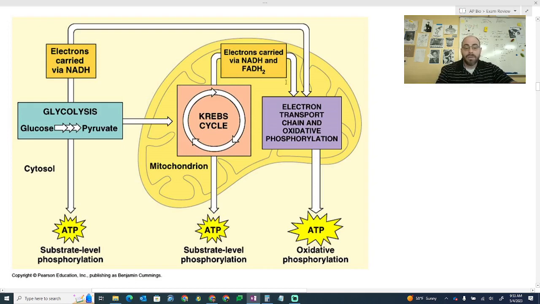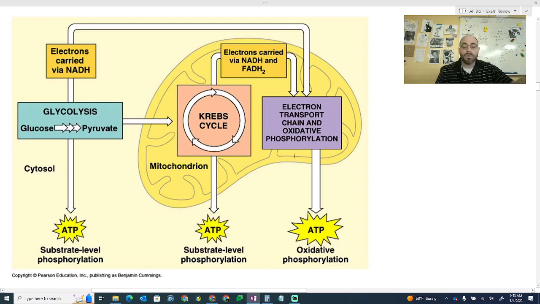and those electron carriers, along with the ones that are made in glycolysis, are going to move to the electron transport chain, which is found on the inner membrane of the mitochondria. In this particular step, oxidative phosphorylation is going to occur. This is different than substrate-level phosphorylation, which has to do with enzymes. In this particular case, oxygen is going to be there to receive those electrons.